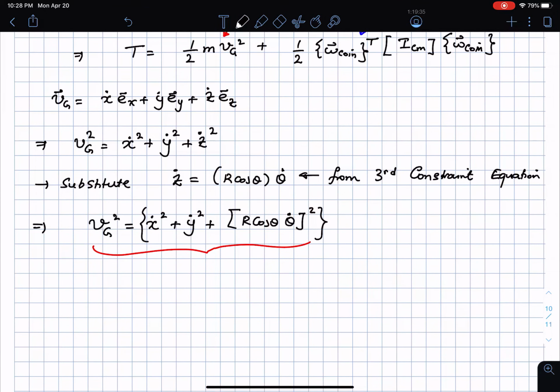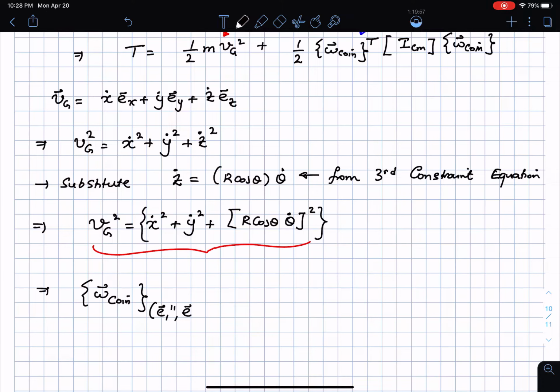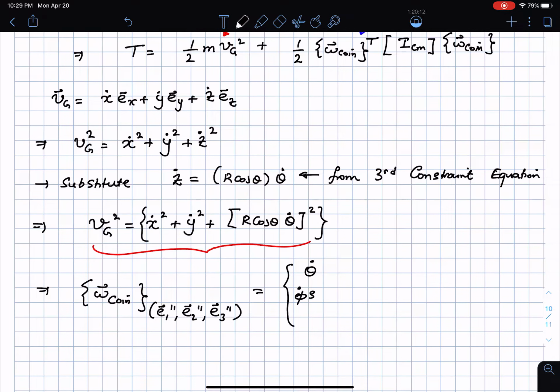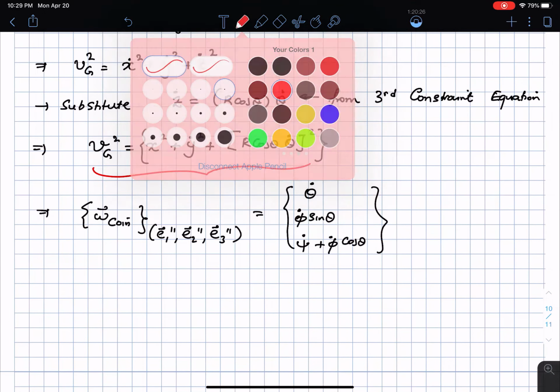Likewise, I'm going to have omega of the coin. I'm going to write it using the E1 double prime, E2 double prime, E3 double prime coordinate frame. I can write it using any frame I want, so it's not much of a big deal. This is something that we had derived a little while back. So this is going to be theta dot, then phi dot sine theta, and then psi dot plus phi dot times cos theta.